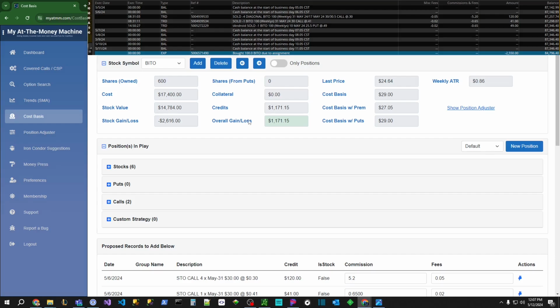So total overall, if we were to liquidate all 600 shares, we would be negative by about $1,400, $1,500, something like that. But we don't liquidate the position. We only get involved in a position or a stock that we don't mind owning because we believe in it, or whatever the case may be.